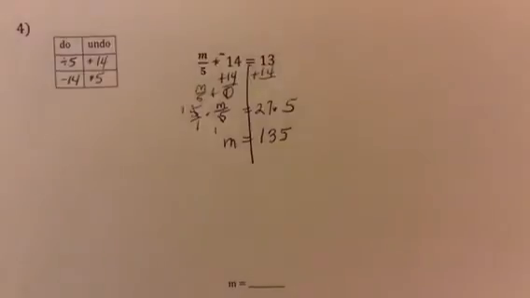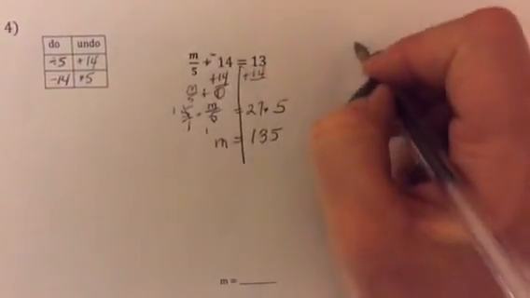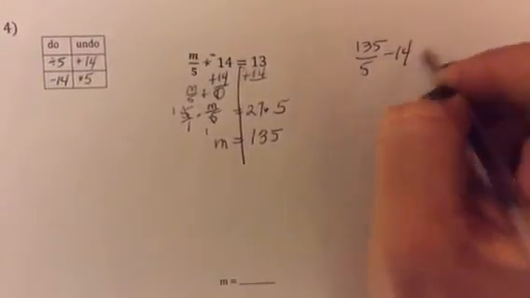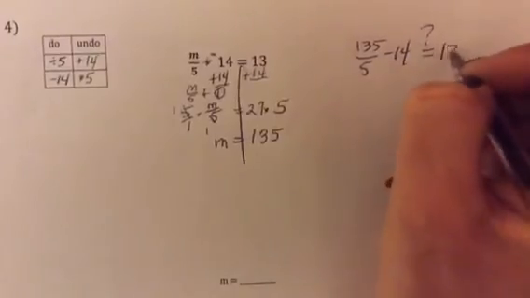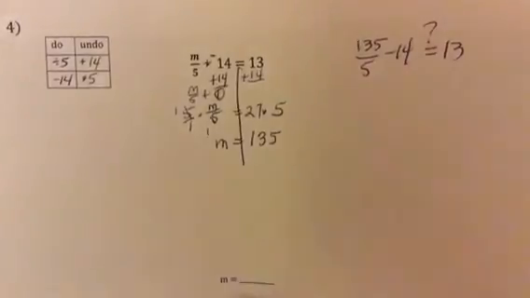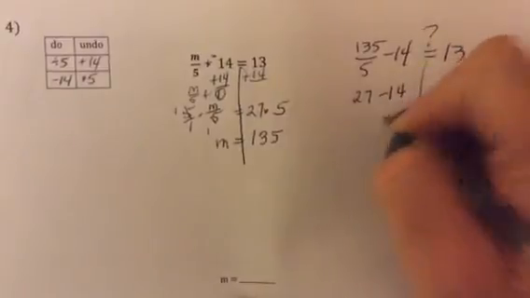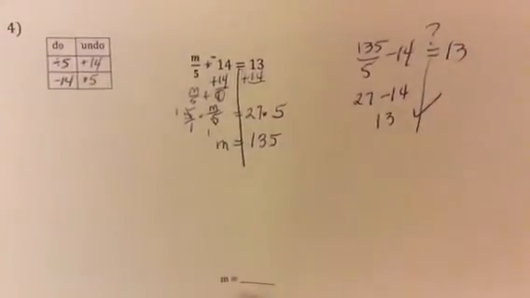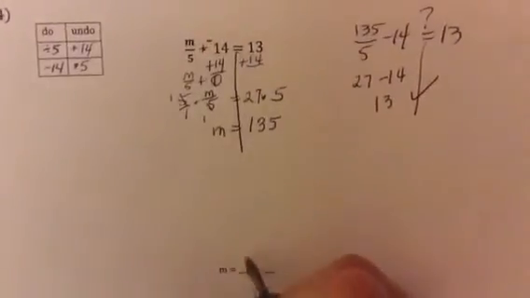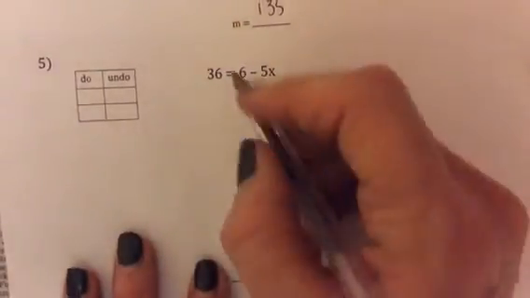So now let's check it. In our check, we're going to do 135 divided by 5, and then we're going to subtract 14. And we're going to see, is that equal to 13? So if I do 135 divided by 5, I get 27, and 27 minus 14 is 13, so it checks. Last one. I forgot to put 135 down there. It's okay. All right, last one.